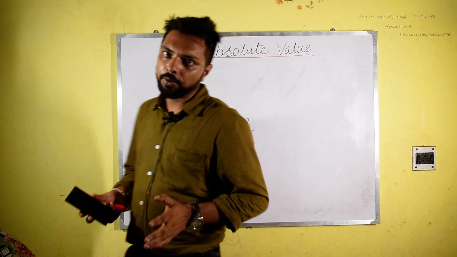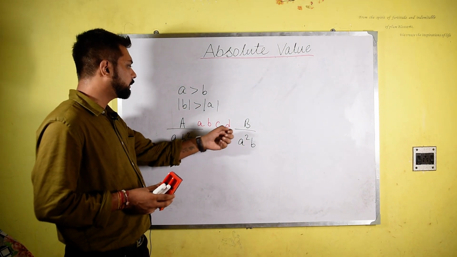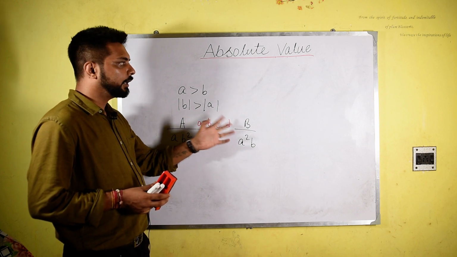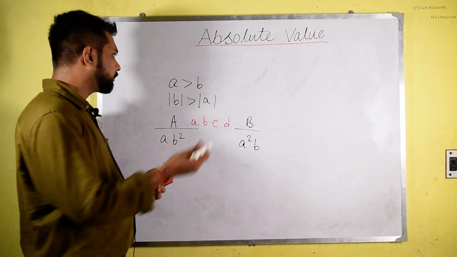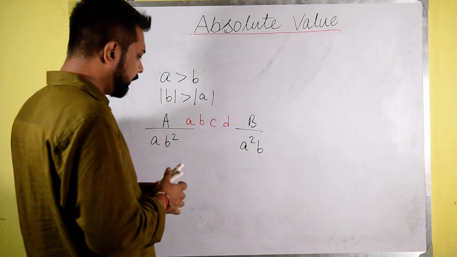So as usual we are going to follow the same procedure to solve the QC question. I have written all the four options in between the two quantities, that is option A, option B, option C and option D. Let me first go through the given conditions and interpret what they are asking.